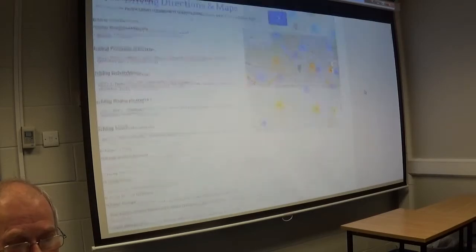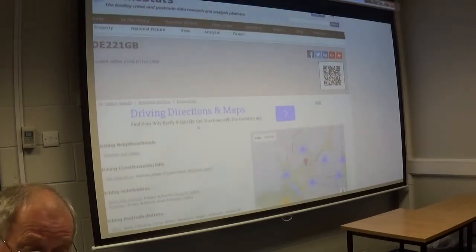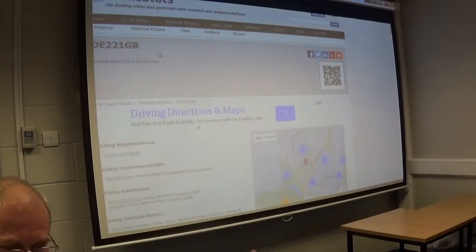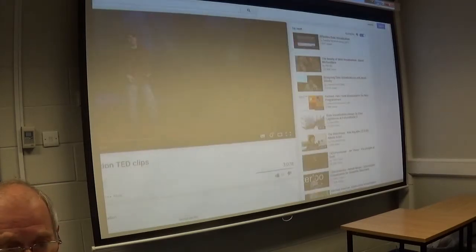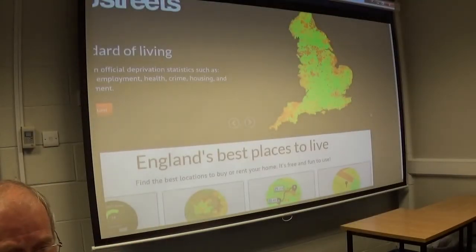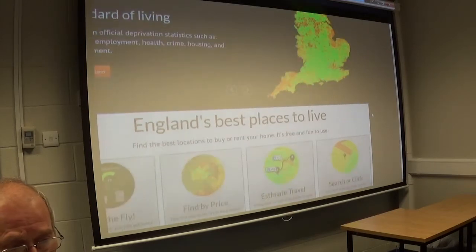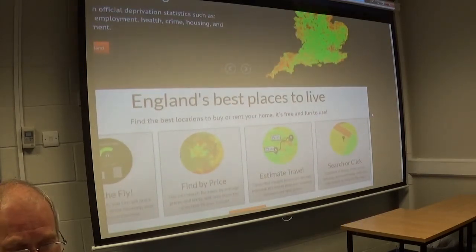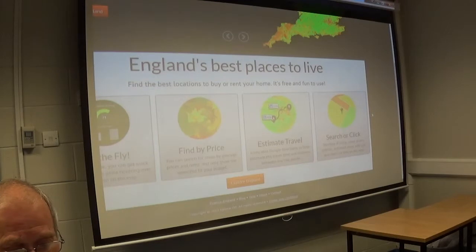So we can get that kind of data and plot it. Again, we're using maps exactly like 200 years ago, using maps to show this. Let's close that off. And then there's that illustrates thing that we found last week that Miroslav and Georgia discovered. Again, really nice use of visualizing data here. We had a quick look at that last week.